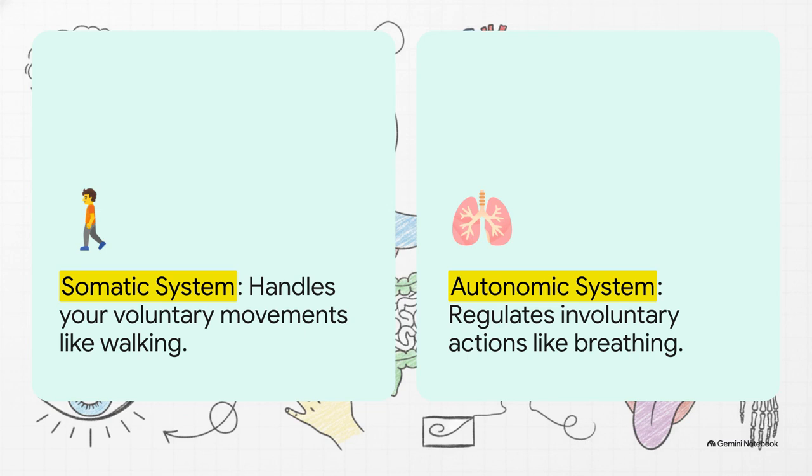And we can actually drill down a bit further into that peripheral nervous system because it splits into two functional parts. First is the somatic nervous system, which handles your voluntary movements. When you consciously decide to raise your hand or walk across a room, that's your somatic system at work. Conversely, the autonomic nervous system regulates your involuntary activities, the stuff you do without even thinking about it. We're talking heartbeat, breathing, digestion, even sweating. You don't have to consciously remind yourself to digest your lunch, right? Your autonomic system just handles the whole shebang for you.